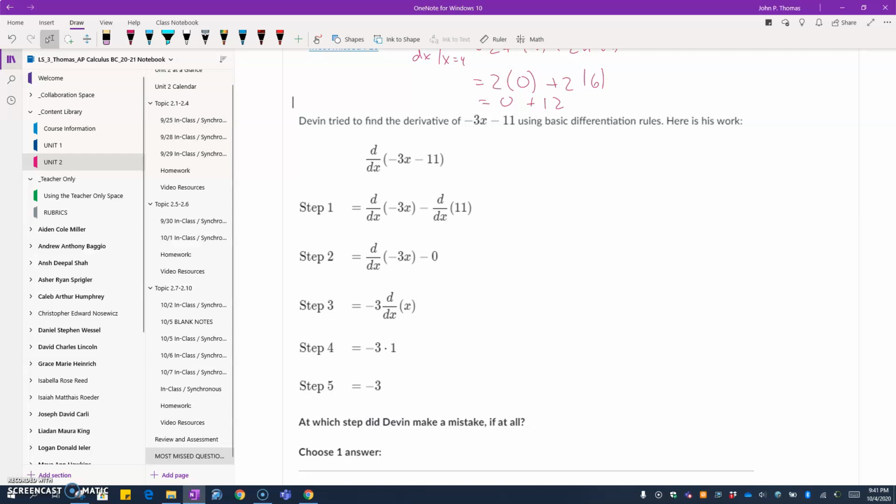It looks like next Devin took the derivative of 11 and that went to 0. Thumbs up on that step. So we're good on first step and second step.